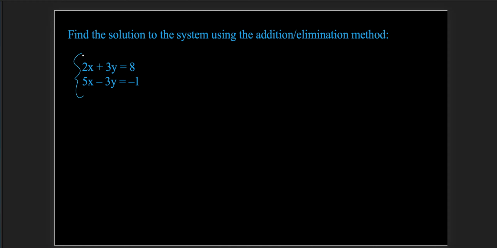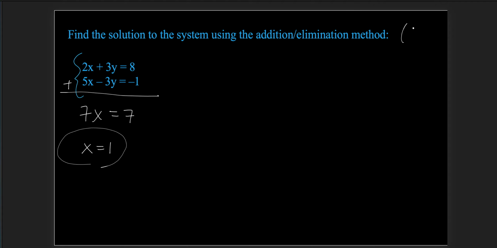So you can see, I'll just go ahead and write this here. 2x plus 5x is 7x. The 3y minus 3y adds up to 0. That's good. And then equals 7. So I have a little equation to solve. I can solve for x right away. I can see that's 1. So my answer is going to be 1 something.